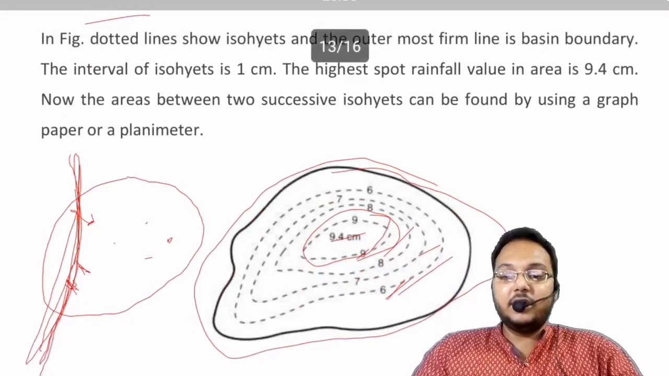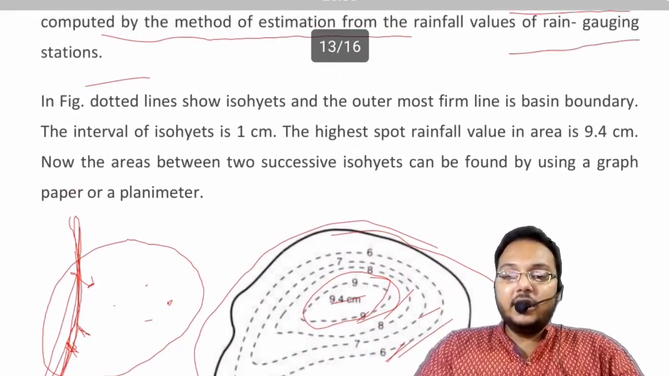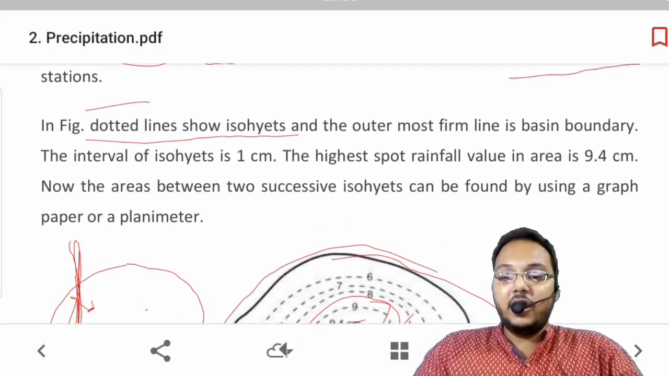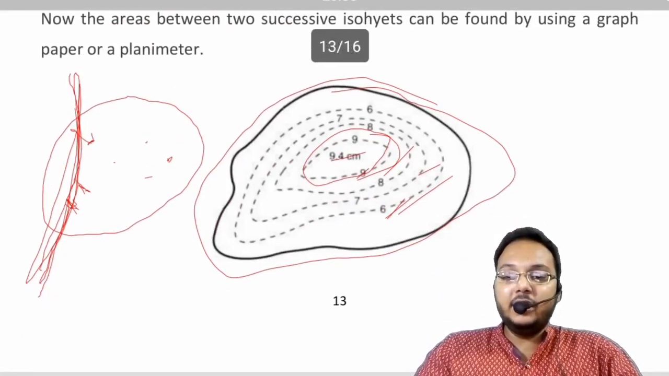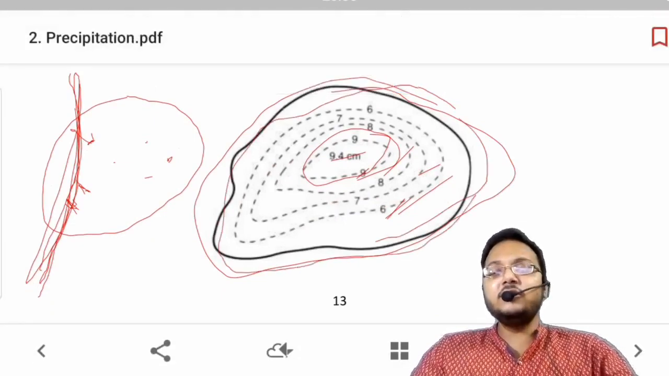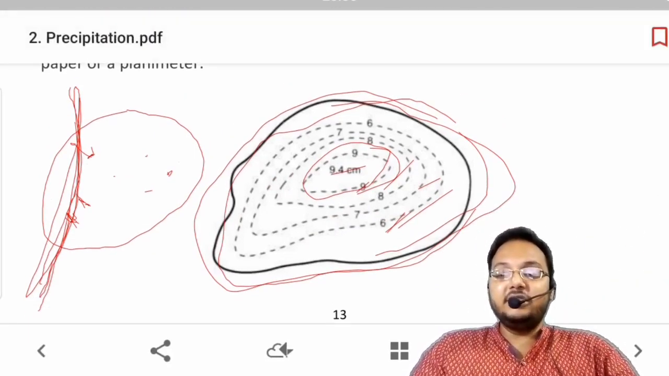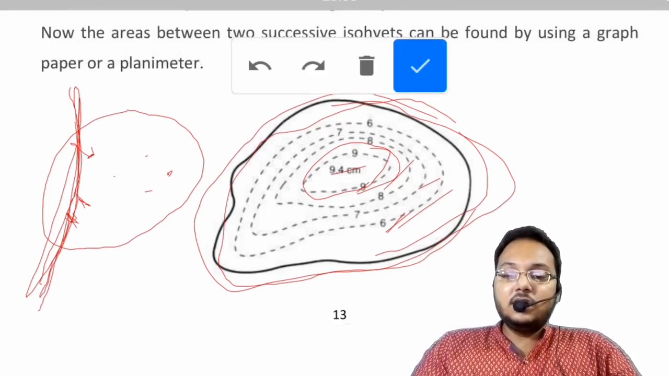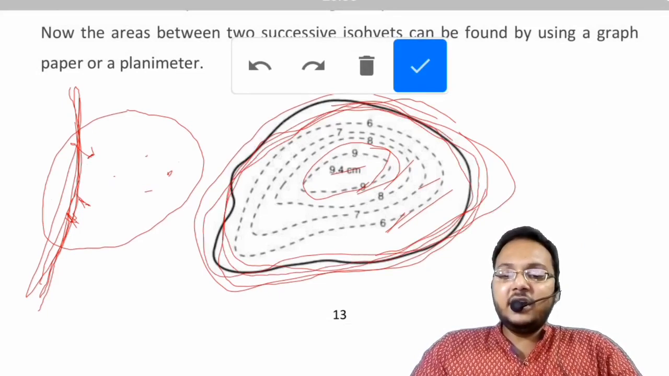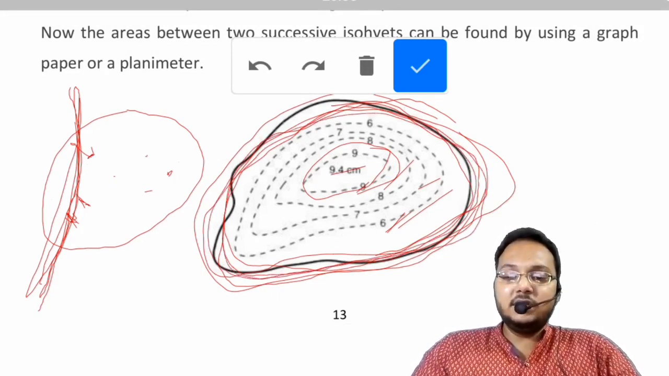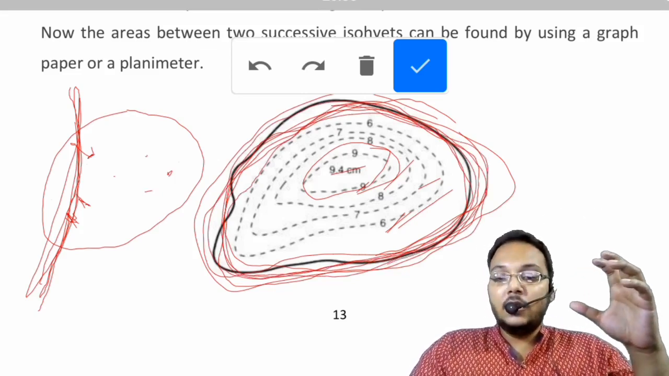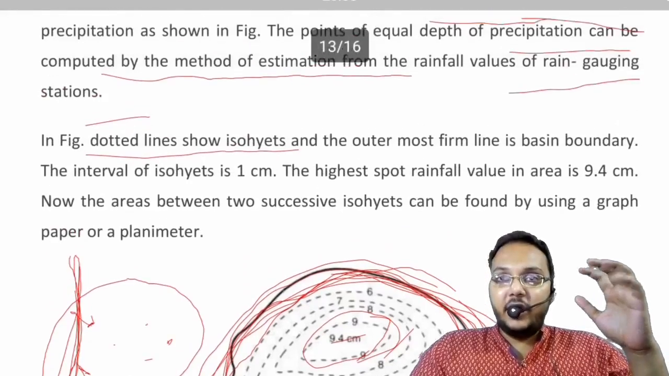As you can see in this particular figure, dotted lines show the isoheights, and the outermost firm, bold line is the basin boundary. Suppose this is a particular basin, say the Ganga basin, the Brahmaputra basin or the Indus basin. This firm line represents that particular basin area only, and we are going to make the isoheights within it only.